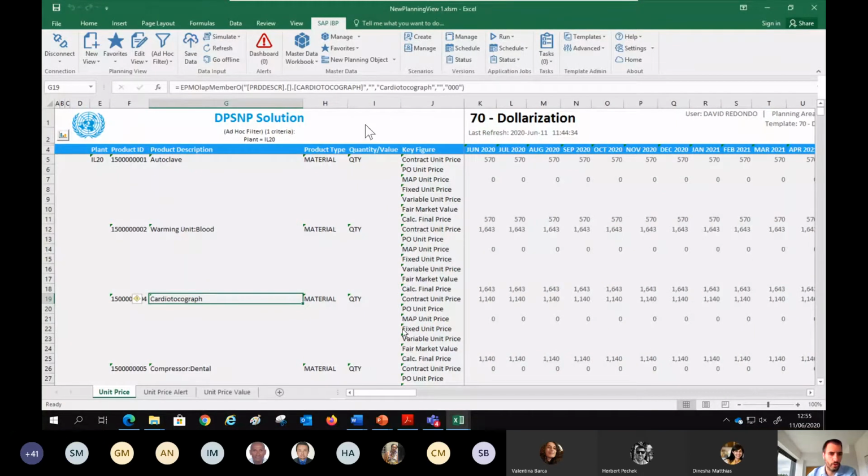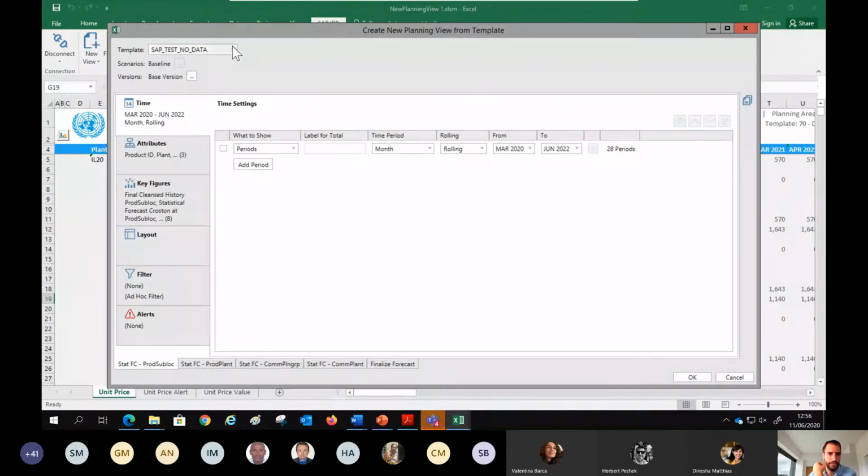Thank you. So let's talk first about dollarization, and then we'll see what tabs we have in this template. To open the template, it's the same process as usual. We just need to go to new view from template. The template for dollarization is called dollarization, and it is template 70. I want to explain this one briefly because in the gross demand we are also going to see the values, so I think it's useful.